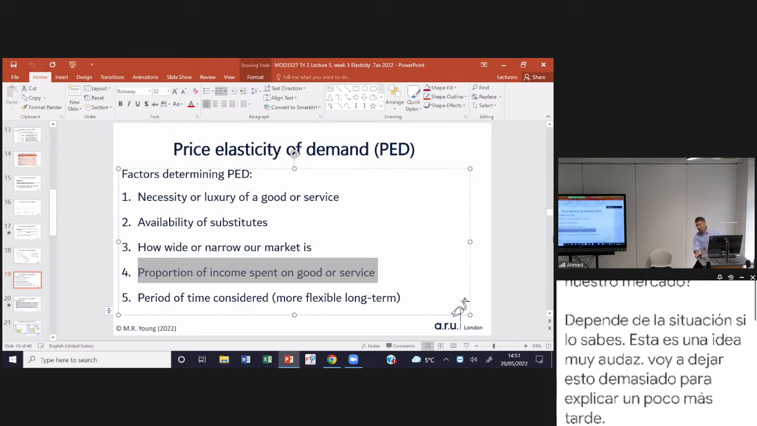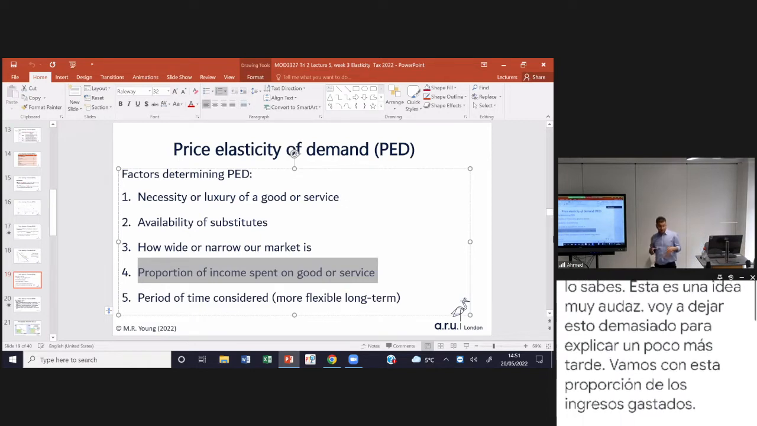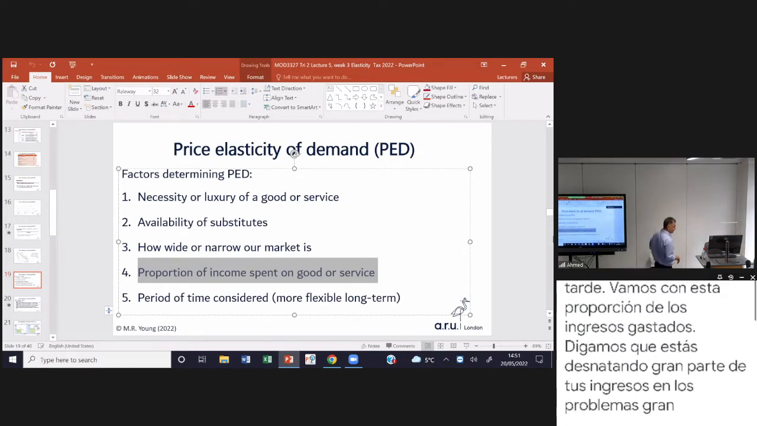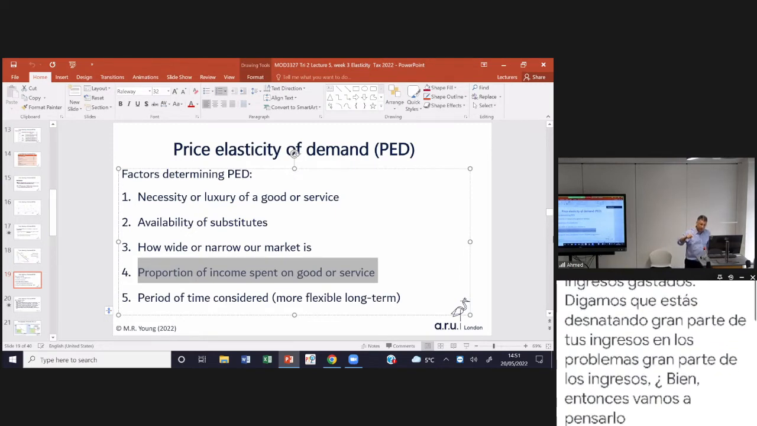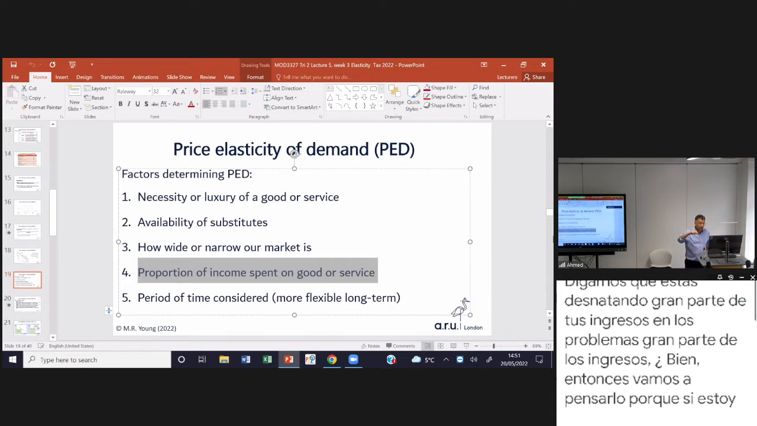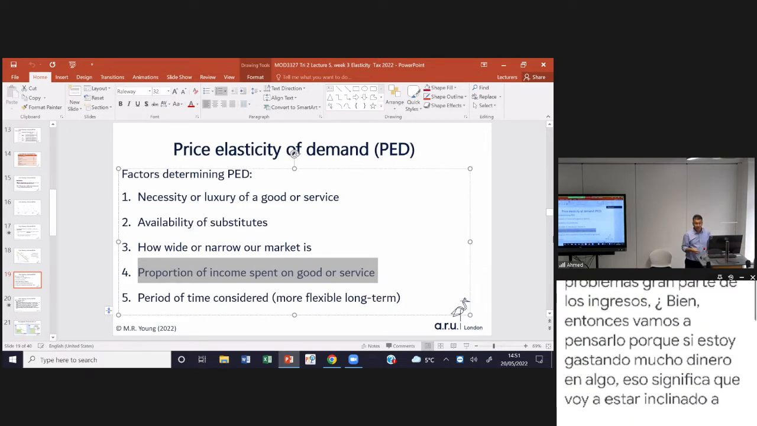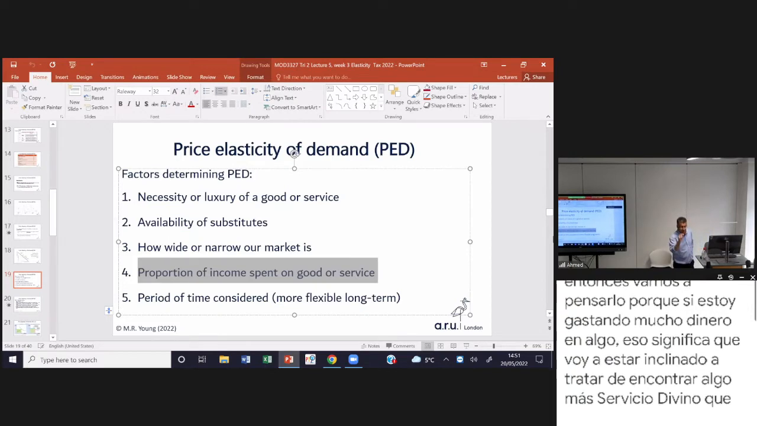Proportion of income spent. Let's say you're spending a lot of your income on a product. A lot of the income, right? Then we've got to think about it, because if I'm spending a lot of money on something, I'm going to be inclined to try and find something else to buy instead of that. Let's say you're spending a lot of your money on petrol.